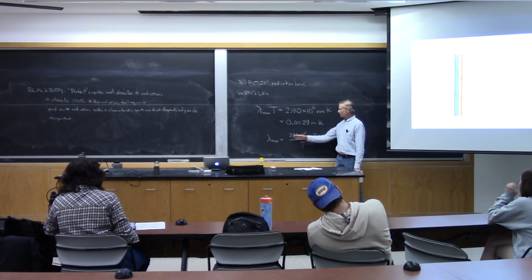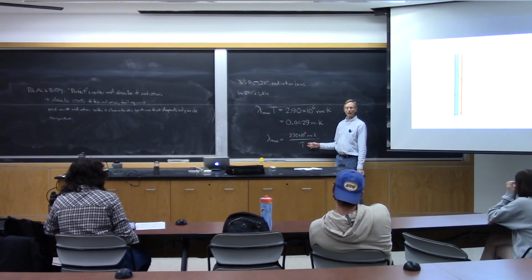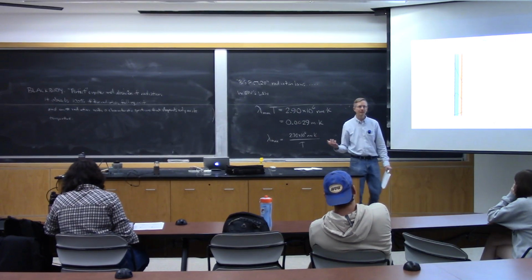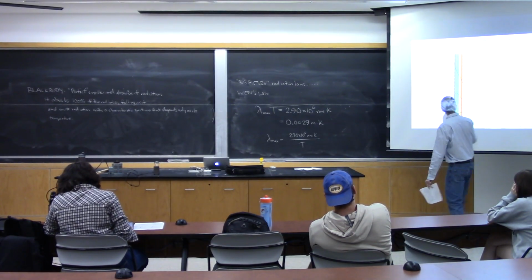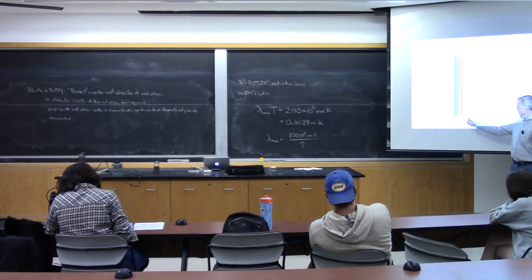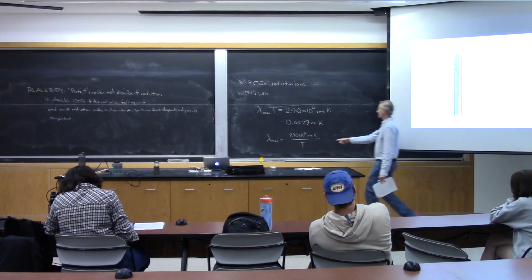If the temperature were 2,900 Kelvin, 2.9 times 10 to the 3 Kelvin, what would lambda max be? What's 2.9 times 10 to the 6 over 2.9 times 10 to the 3? 1,000 nanometers. So a 2,900 Kelvin black body, close to this, would peak at 1,000 nanometers. So this is just about accurate. If you double the temperature, what happens to lambda max?